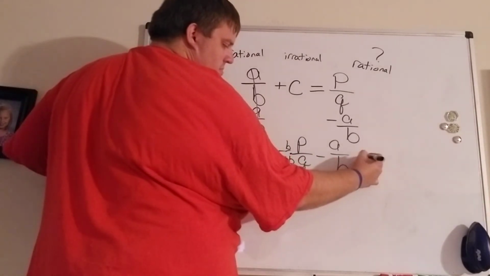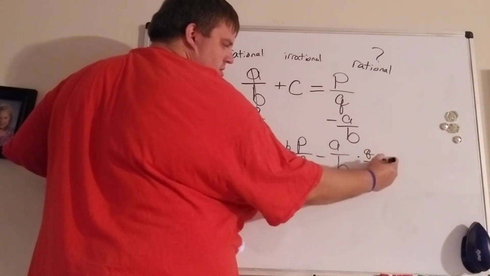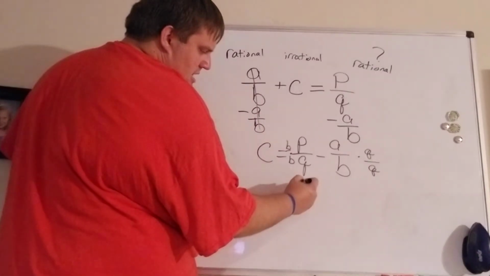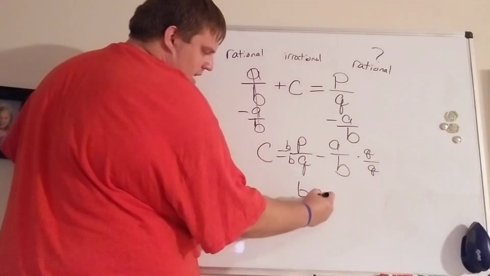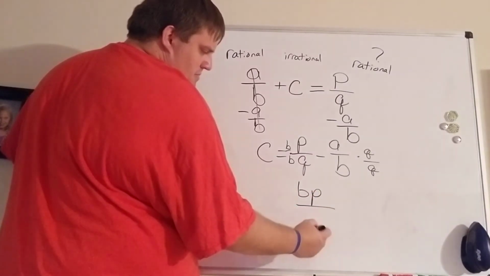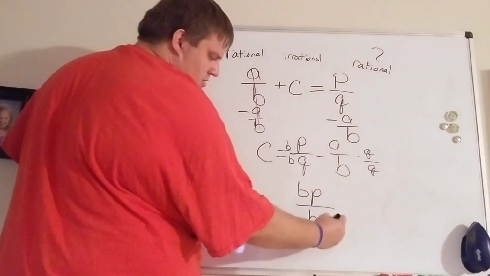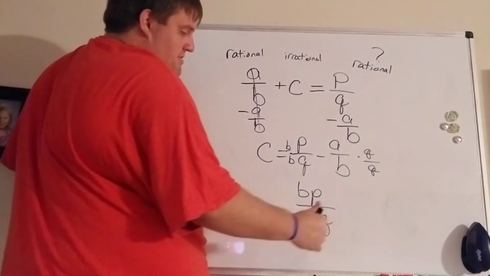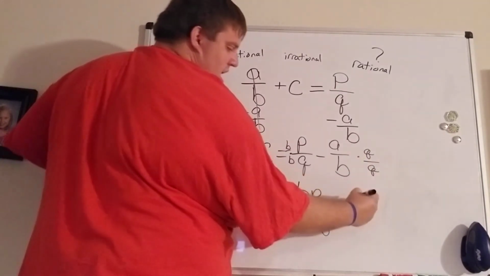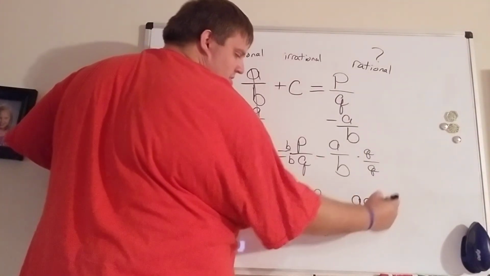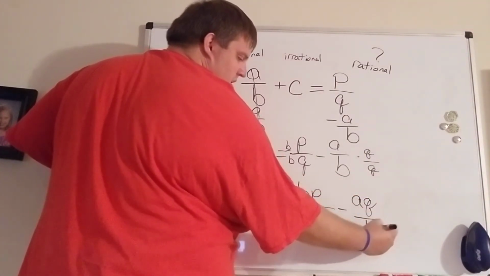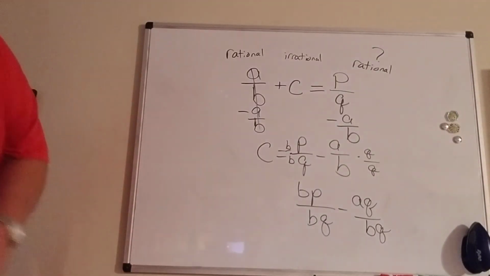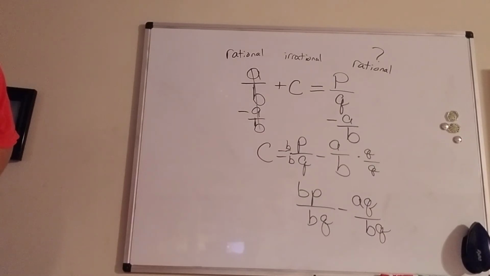Let's multiply this one by Q over Q. That would give me BP over BQ. Too bad it wasn't another B and then it'd be BBQ. That sounds delicious. And then over here we'd have AQ over BQ. Okay? Does that make sense to everybody? Getting that?